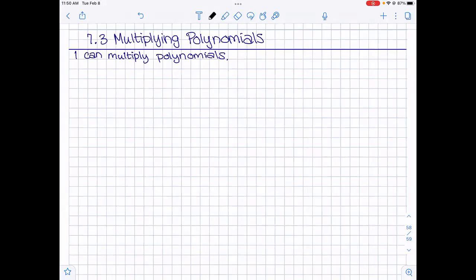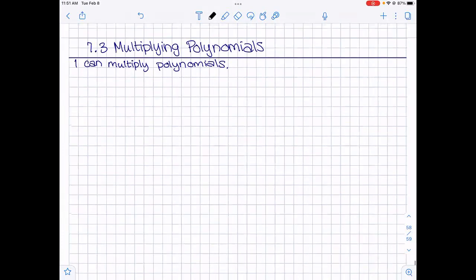Okay, so we're going to talk about multiplying polynomials, and it can get a little bit confusing, but we're going to break this down into different types so that we get a better idea. So we're going to start with monomial times polynomial. Okay, so one term times many terms. This is probably the easiest way to do it.